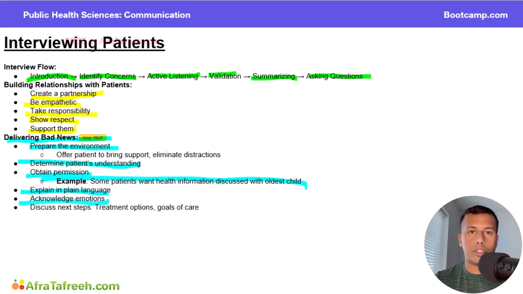After that, we want to acknowledge their emotions. This goes back to the validation. This goes back to showing respect, to supporting them. This is how we're going to build that relationship. If you're feeling angry right now, that's okay. If you're feeling sad right now, that's okay. If you're feeling confused right now, that is also okay. You need to feel whatever you need to feel. Saying things like that to a patient is really going to help them deal with these tough conversations that you guys are having.